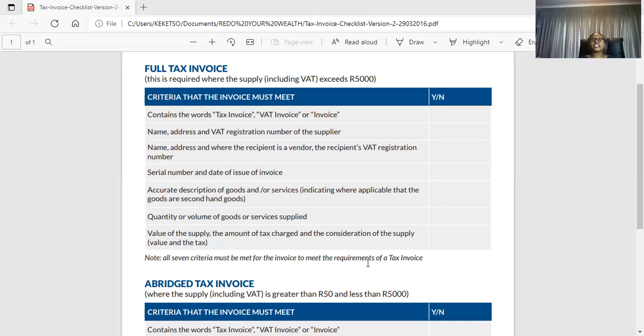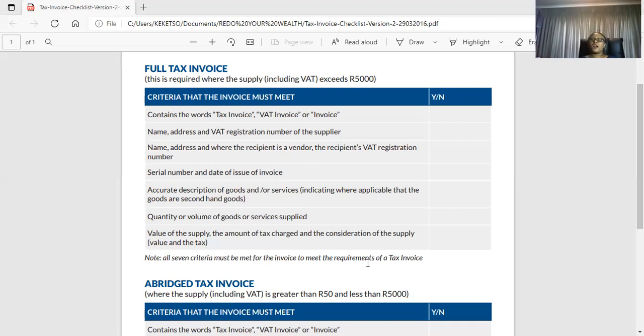And then you need to write the name of your company, the business address of your company, and your VAT registration number must be written there, okay? And then again, you've got to write the name and address of the recipient where the recipient is a vendor, and the recipient's VAT registration number, the person that you are invoicing. You've got to write their name, their address, and their VAT registration number.